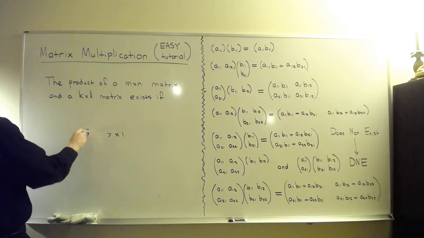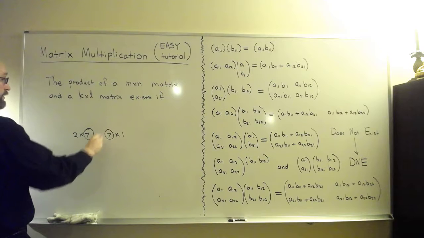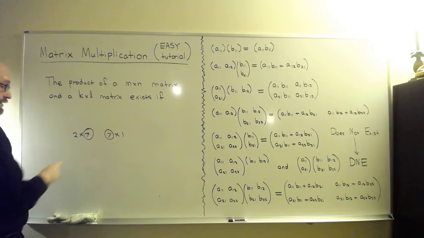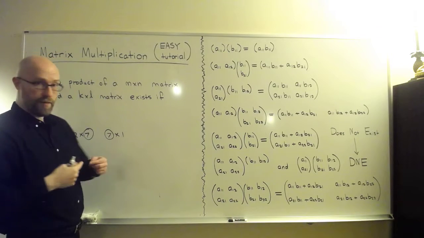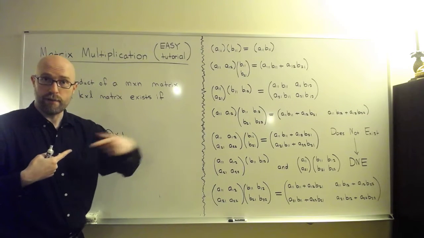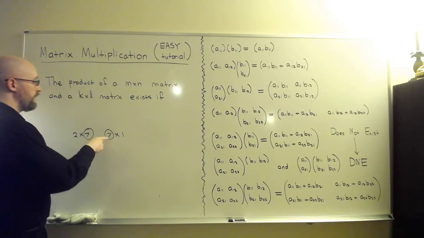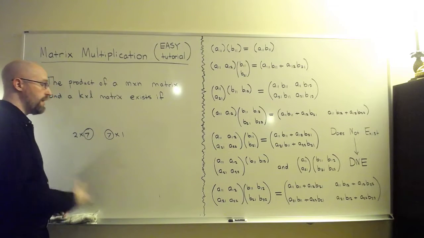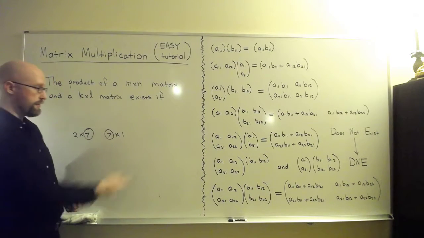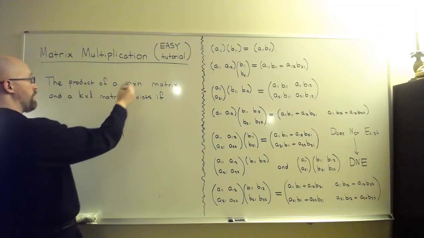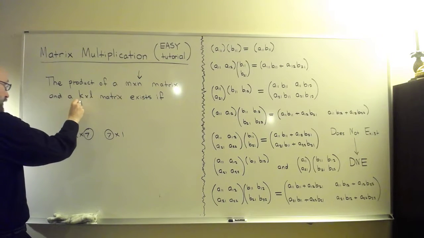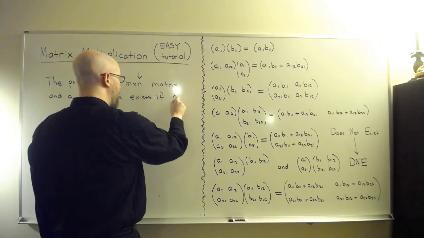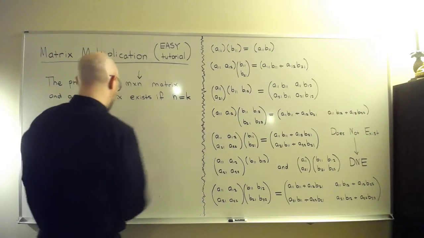And I told you that the second number here had better agree with the first number here, because the second number there is telling you how many columns there are, which is the same as how big is a row, how many entries are there in a row. And the first number here is telling you how big is a column, which is the same as how many rows are there. So what we're going to say here is that the N has to be the same as the K. So this is if N equals K.